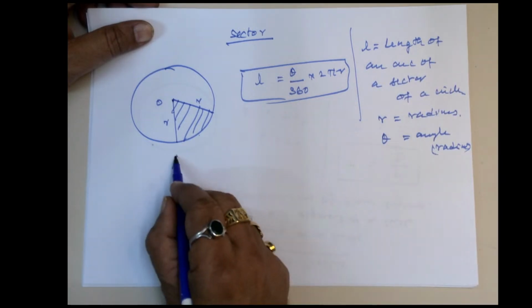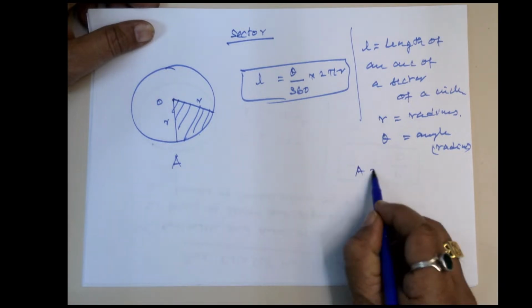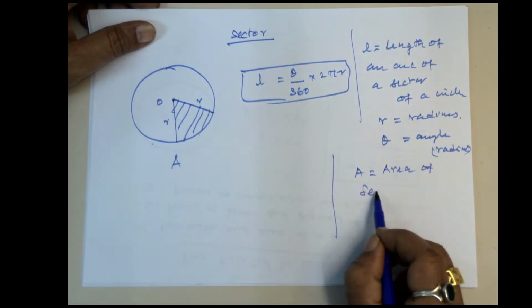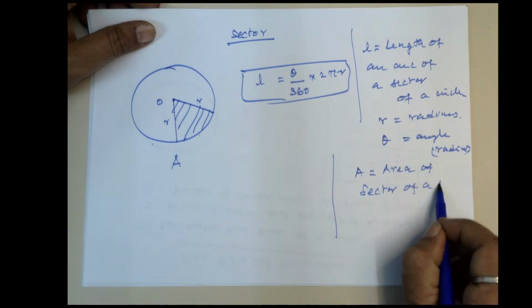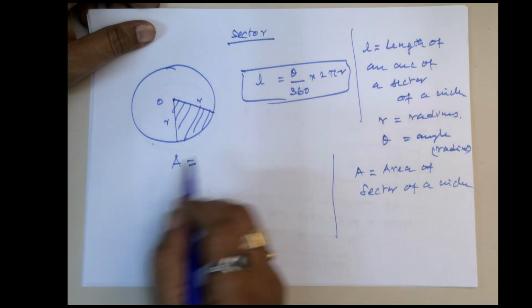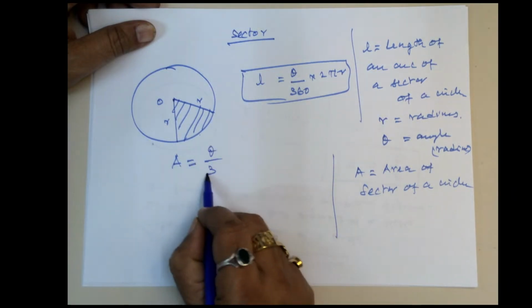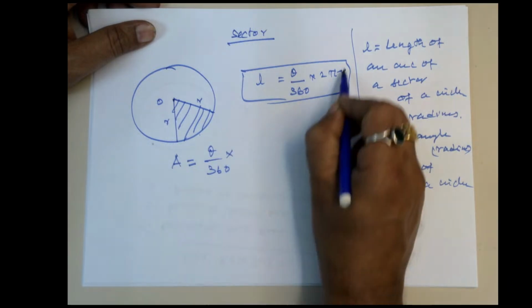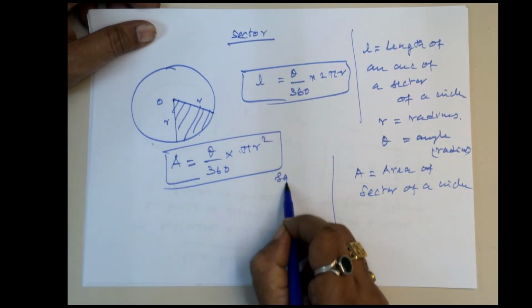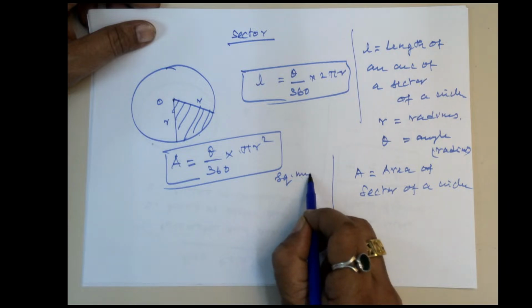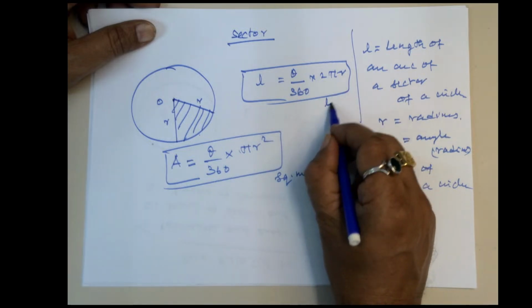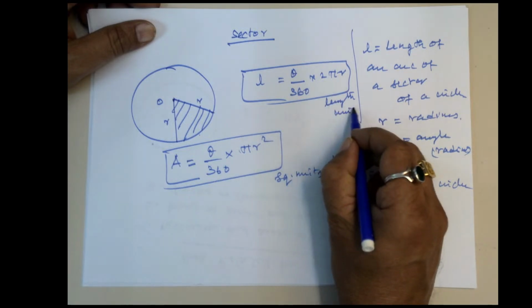Then similarly, the area of a sector of a circle, what is A here? The area of a sector of a circle with radius r is given by theta divided by 360 into, instead of 2 pi r, you have to mention pi r squared. So that makes the difference. And this gives square units. If it is centimeter, centimeter square. If it is meter, meter square. Whereas the arc length is a length unit only, that is meter or centimeter.